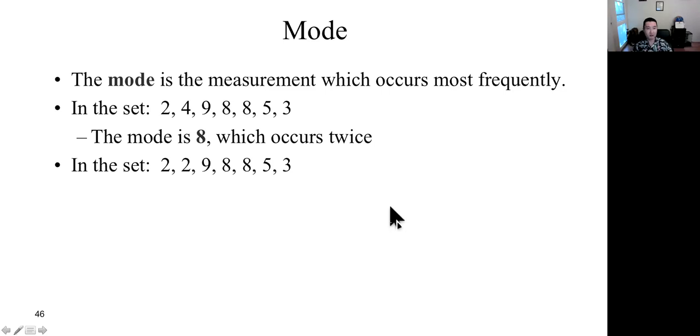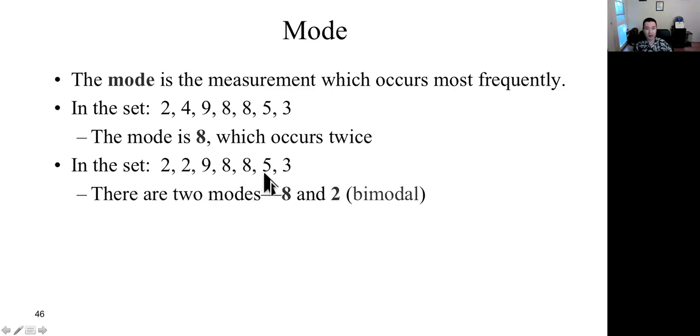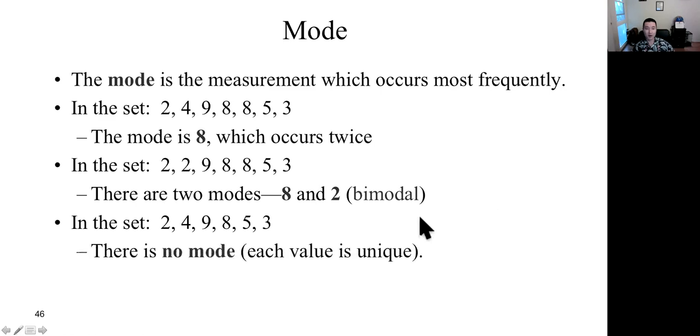In this set, we have 2, 2, 9, 8, 8, 5, 3. So both 2 and 8 occur twice. So here we have 2 modes. We also call that bimodal. Bi means 2, right? And here the set is 2, 4, 9, 8, 5, 3. So we have no mode because each value is unique, it doesn't repeat. So that's the idea of mode.